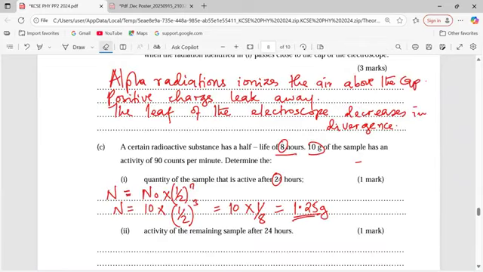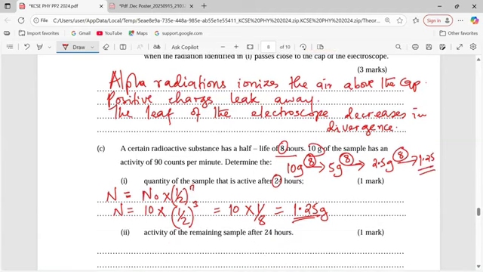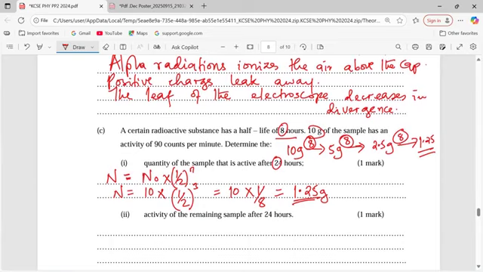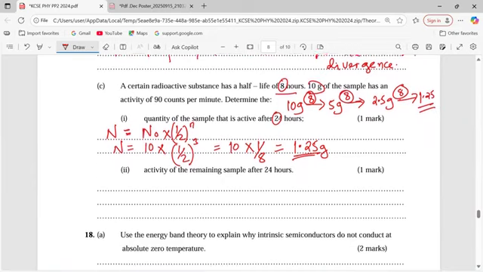Alternatively, we would have talked about originally having 10 grams. Then after the first 8 hours, we go to 5 grams. After another 8 hours, we go to 2.5 grams. And finally, we go to 1.25 after another 8. All these 8s are adding up to 24 hours. Therefore, we can conclude that the remaining mass shall be 1.25.